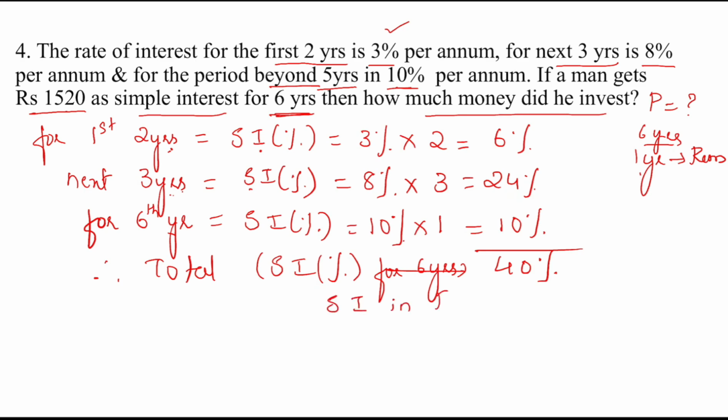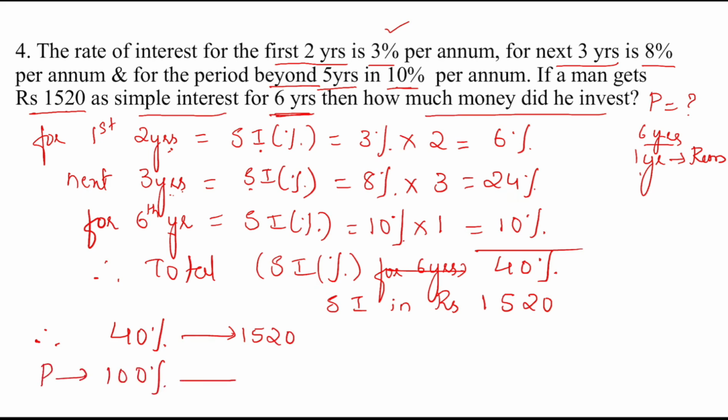Okay, in rupees it is how much? 1520. And in percentage wise, it is 40%. Therefore, I can say if 40% is 1520, then we know principal is always 100%. So therefore 100% is how much? So this divided by this, therefore P is 100 divided by 40 into 1520.